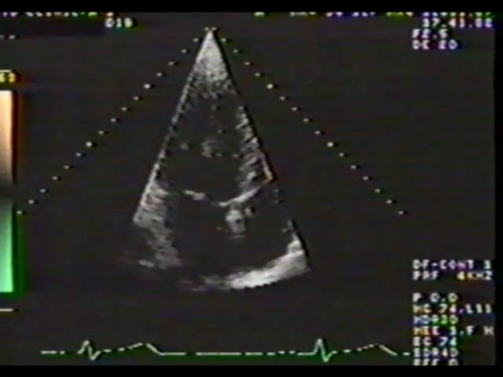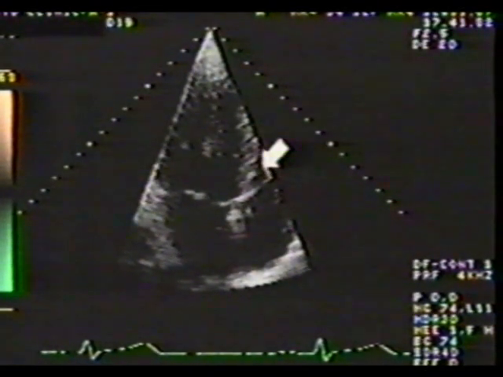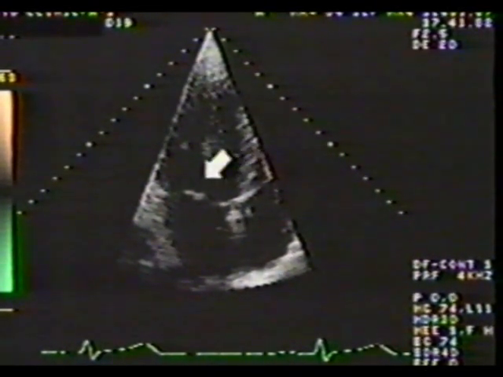We have now completed the continuous wave examination and will proceed with an illustration of the normal color flow exam. We will begin with an apical 4-chamber transducer orientation. Left ventricle, left atrium, right atrium, and a portion of the right ventricle. The mitral valve is closed.